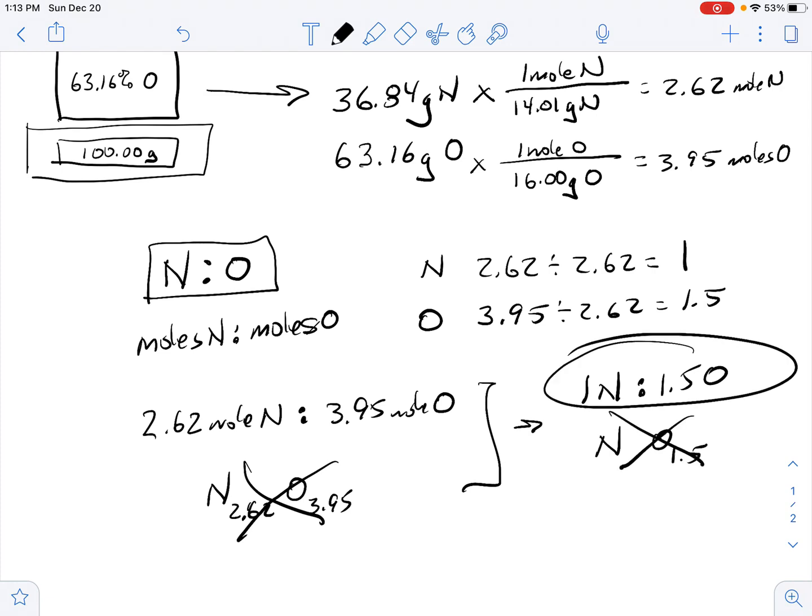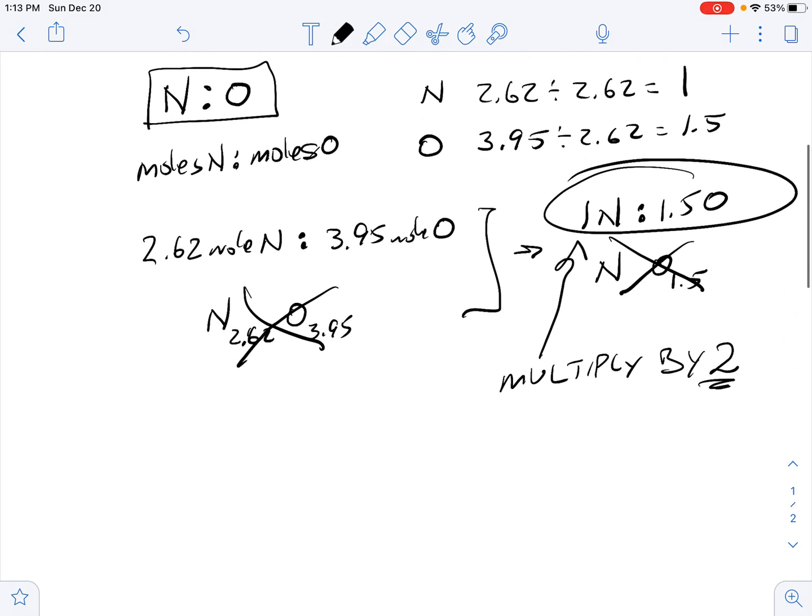So what I end up having to do is get these in whole numbers. So what number will I be able to multiply these by? If I multiply each of them by 2, I get a ratio of 2 nitrogen for every 3 oxygen. And that I can write N2O3. And that's my final answer.